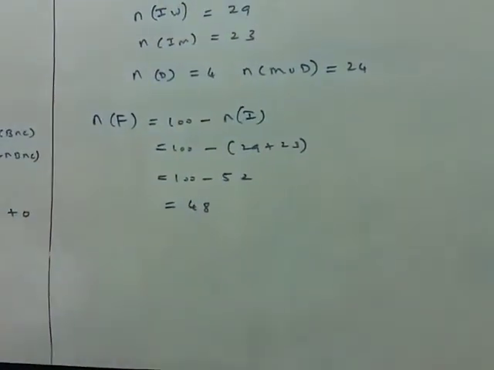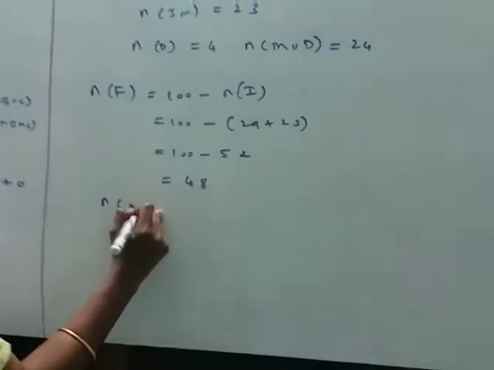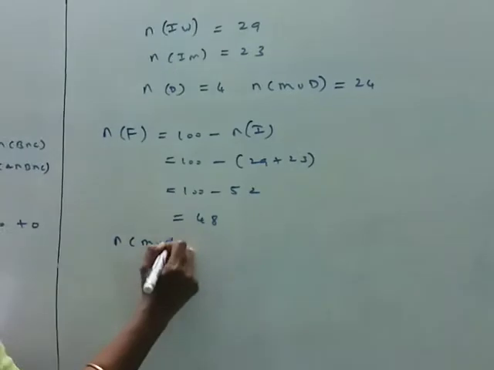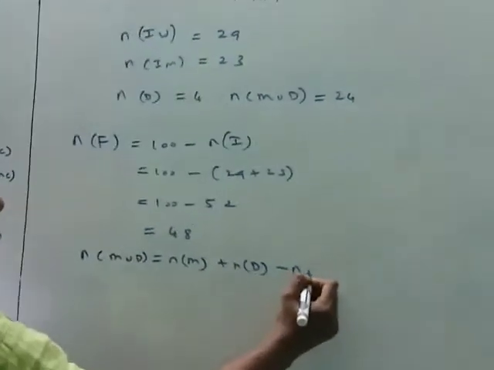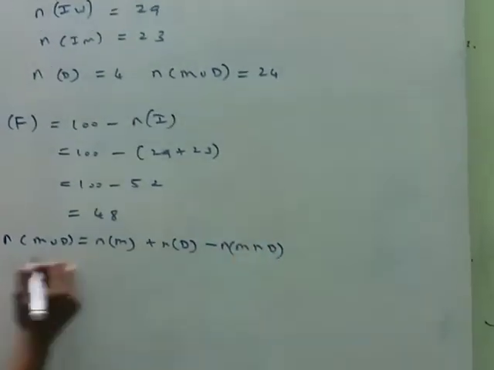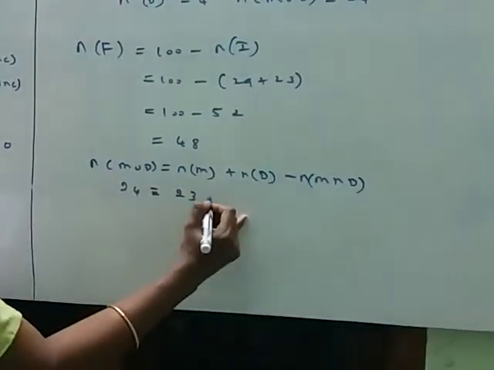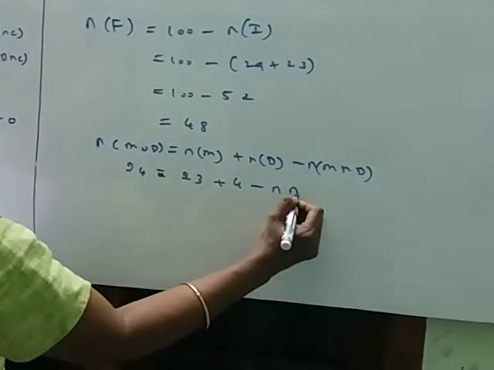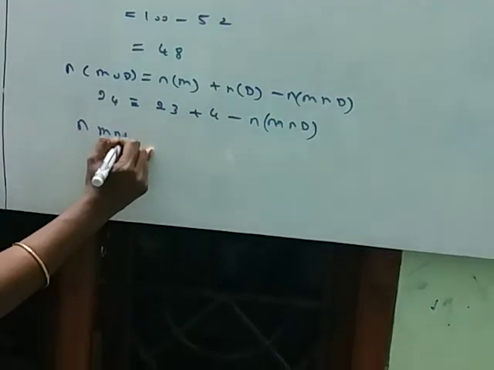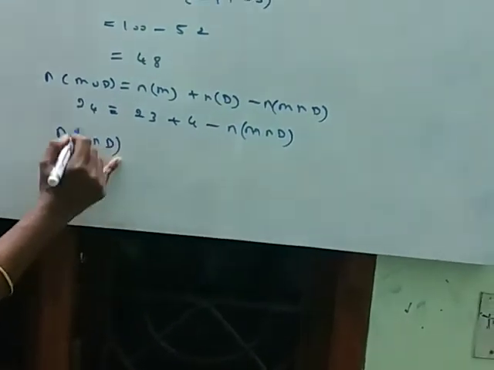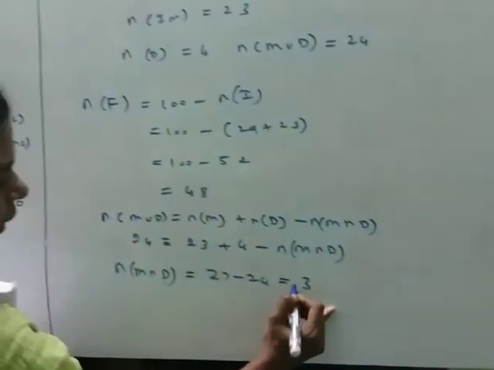Okay, ma? So first they have given n of m union d. What is the formula of n of m union d? n of m plus n of d minus n of m intersection d. So you are having 24. n of men is 23. So Indian men only. Here doctors minus n of m intersection d. n of m intersection d means men and doctors. Okay, ma? So here it becomes 27 minus 24, you get 3.